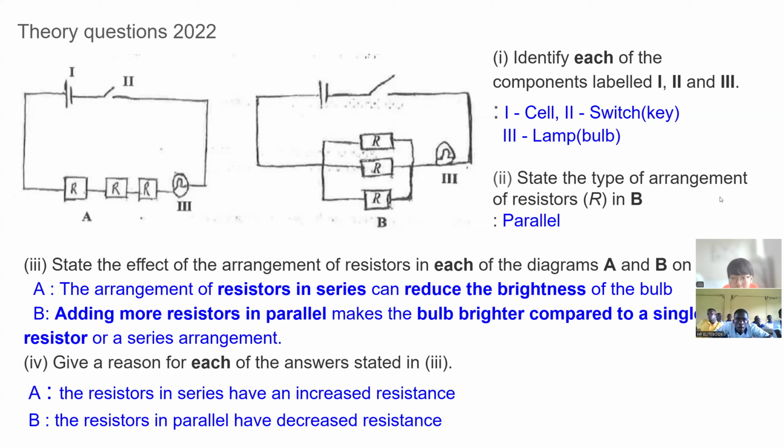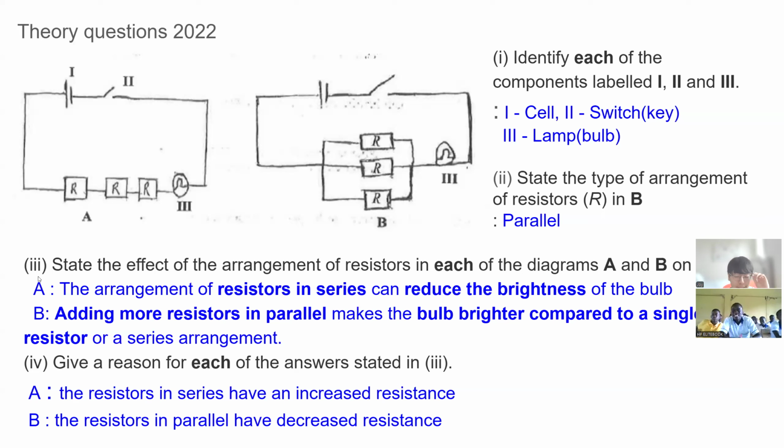And the second question: state the type of arrangement of resistors in B. Is this series or parallel in B? Yes, parallel, that is right. What about for A? Is this parallel or series for A? That's a series. That's correct.